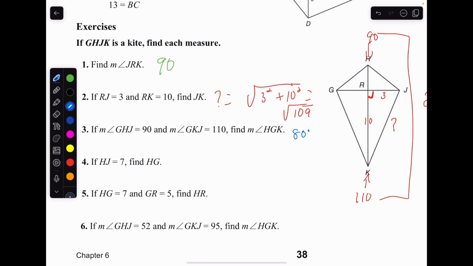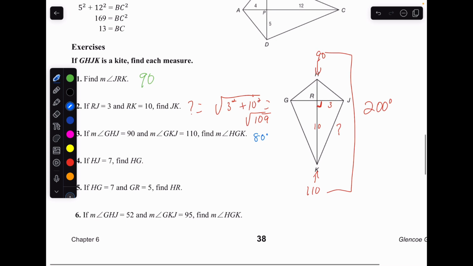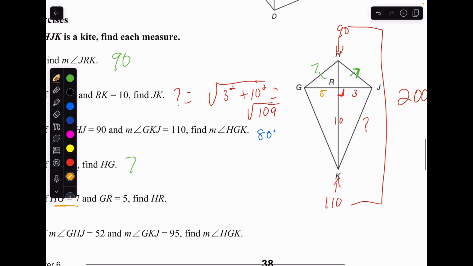Problem number 4. HJ is 7. Let me select another color over here. HJ, right here I have a 7. Okay. And find HG. Well, those two need to be congruent, so that is also 7. Boom. I'm done with that part. Easy peasy. Change the color. Let me go to GH is 7. GR is 5. Find HR.